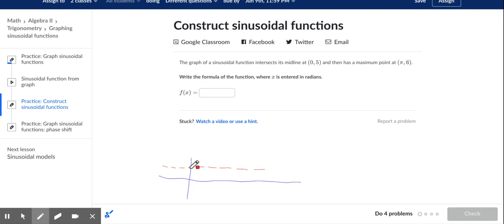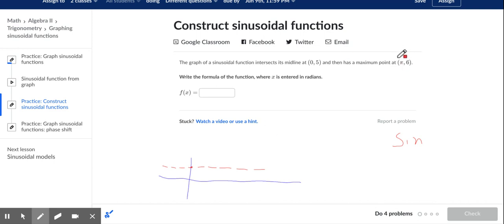Sine crosses the y-axis at the midline, whereas cosine crosses the y-axis at its maximum or minimum. So the one thing that I know about this equation already is that it is a sine function. I'm going to start making notes over here of what this equation is going to look like. So I know it's a sine function. That's the first thing I know.